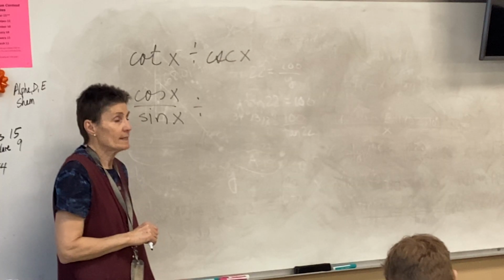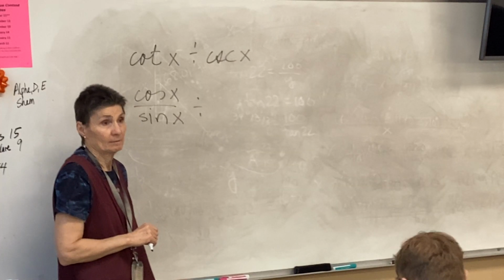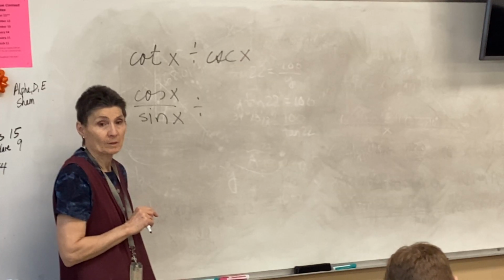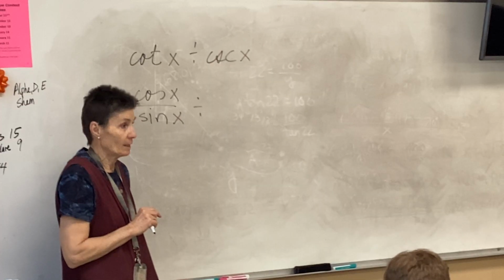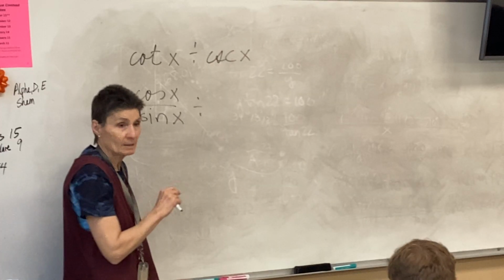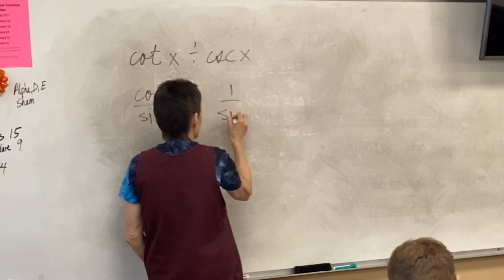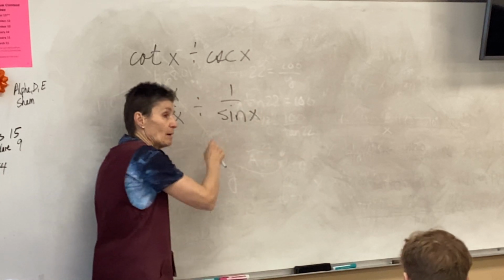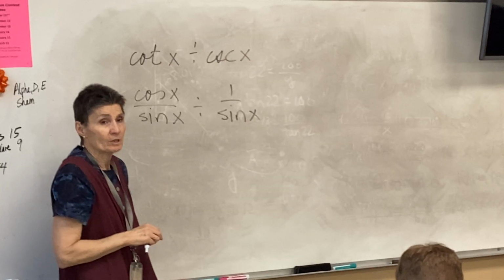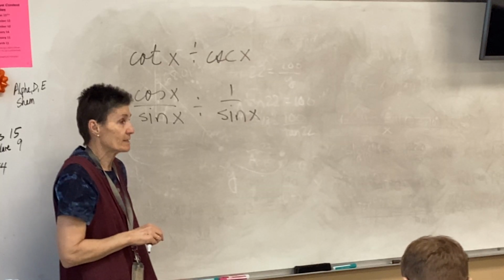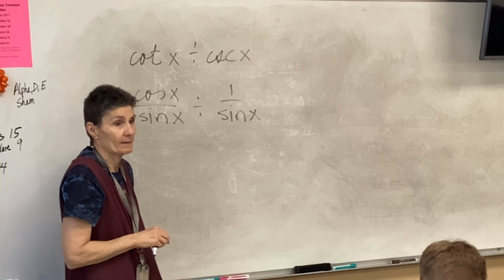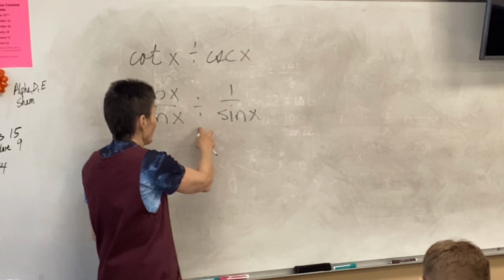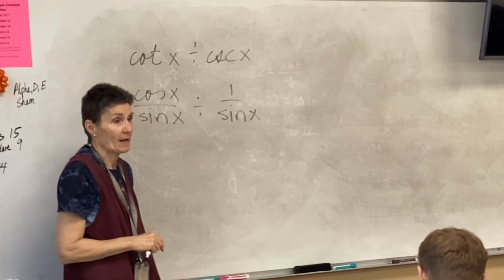Now, what is cosecant? Cosecant is reciprocal of sine, so it is 1 divided by sine. I don't think that's on this half sheet, that was on your orange sheet. We talked about that. Cosecant is reciprocal of sine. Now, I've got a fraction divided by a fraction. How do I do that?